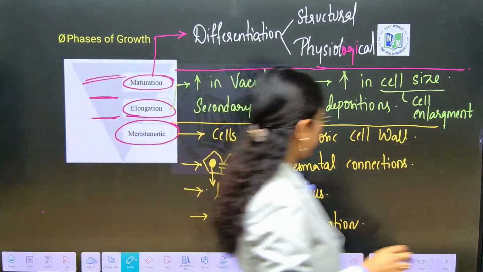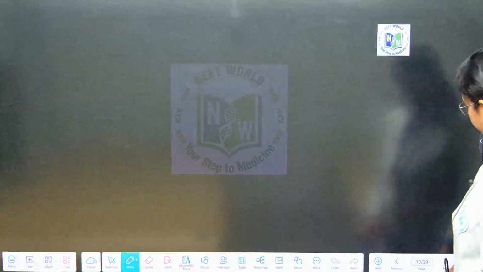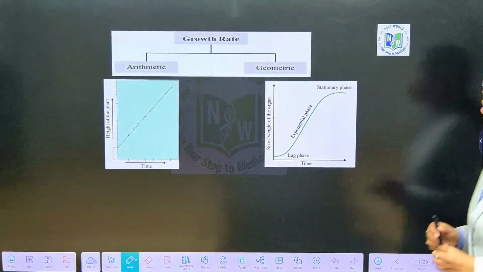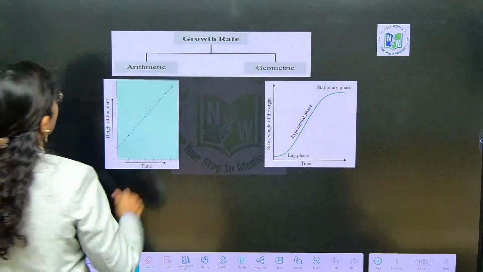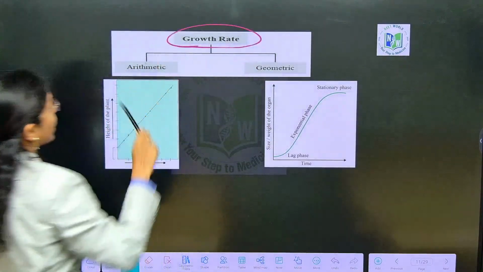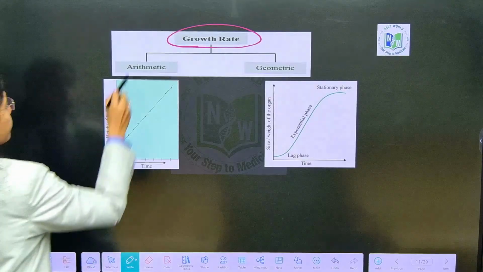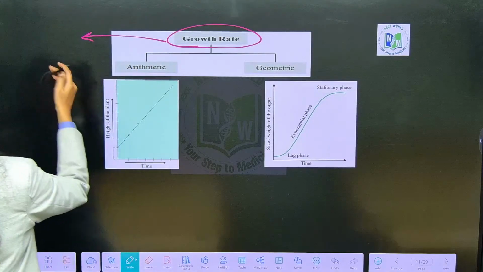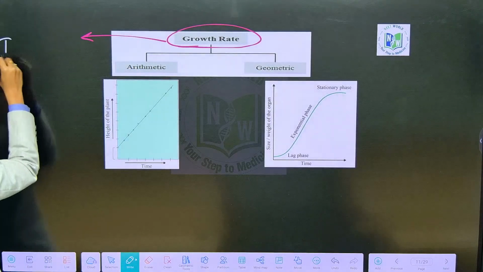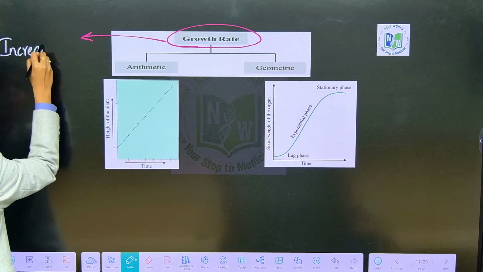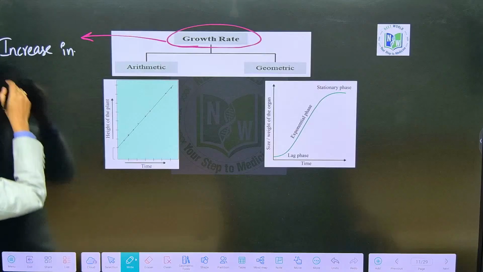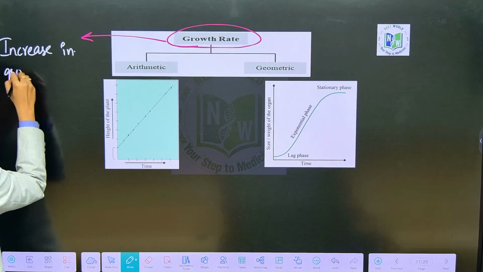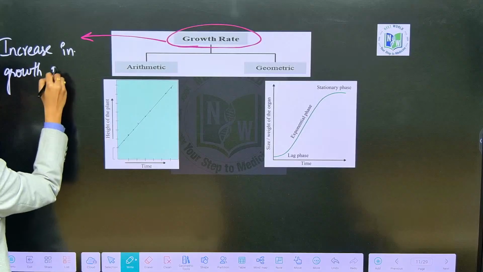And then, look at the growth rate in plants. What is growth rate? Increase in growth per unit time. Growth rate is nothing but increase in growth, increase in length or increase in number of cells. You can consider it as increase in growth per unit time.